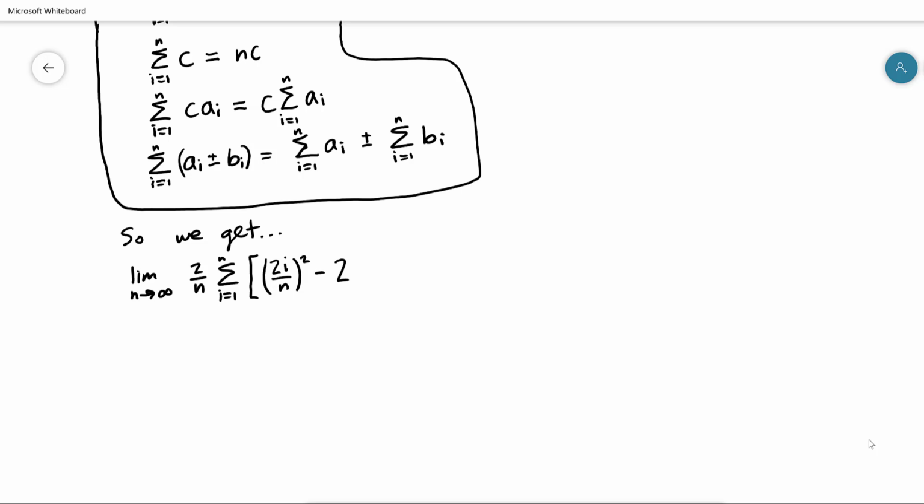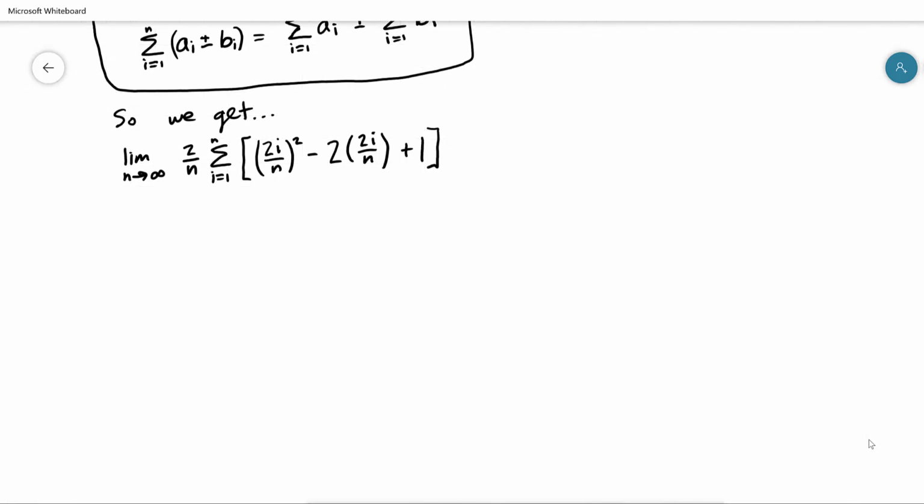Minus 2 times 2i over n. And then lastly, plus 1. So this is what we've got right now. All I've done so far is pull this piece outside of the sum. Next, I'm going to algebraically manipulate a little bit, move some stuff around. I'm going to pull the parts that have a dependence on i and separate them from the parts that have no dependence on i.